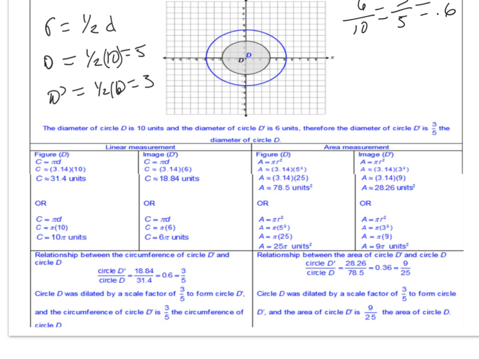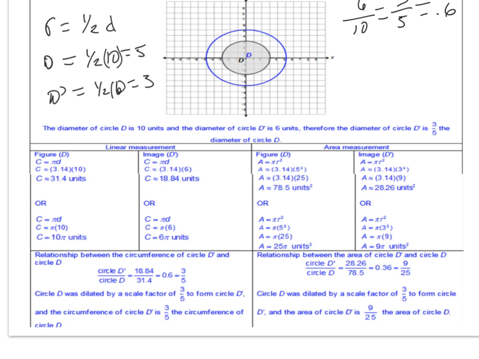So the circle D was dilated by a scale factor of 3/5 to form D prime, and the circumference of the circle is 3/5 the circumference of D. Pretty straightforward, guys. But when we look at the area, we use the same process to find the relationship. Of course, if we take 3/5 and square it, 3 times 3 is 9, and 5 times 5 is 25. And this is just basic math skills.